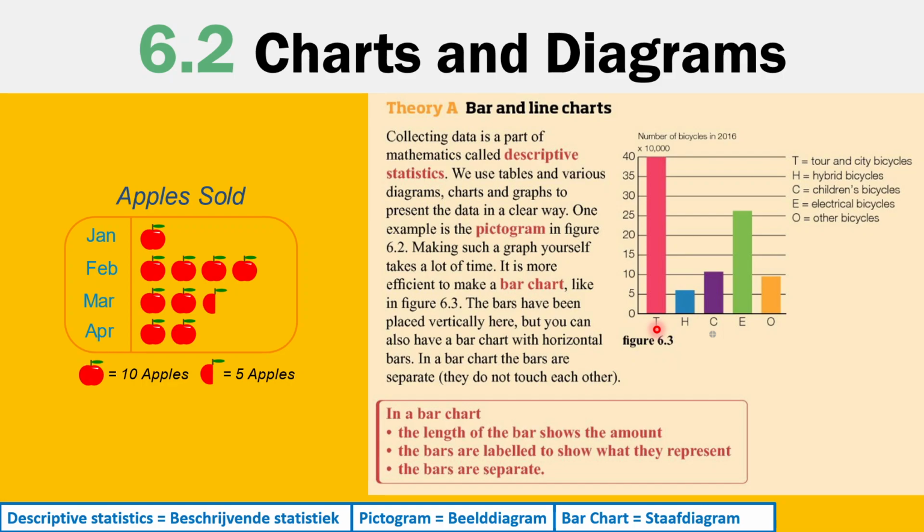And here we have T, H, C, E, O, and then here they say what T, H, C, E, and O stand for. For example, tour and city bikes, hybrid bicycles, children bicycles, electrical bicycles, and other bicycles. Now you can use the vertical axis here to say, okay, apparently we had 40 times 10,000, so 40,000 tour and city bicycles, I guess, being sold. That's not really clear in this one.